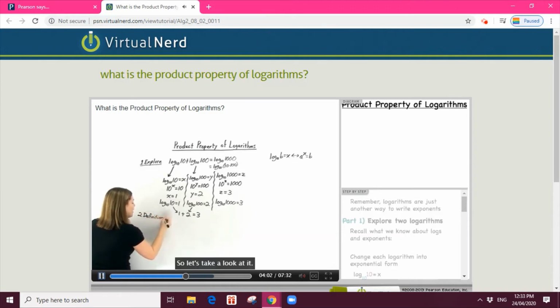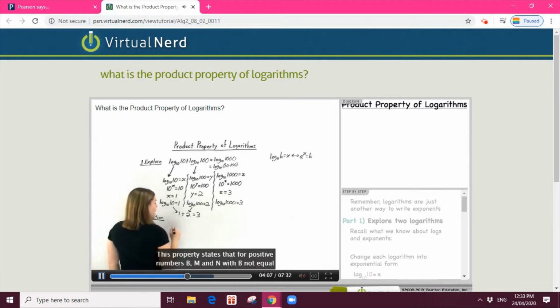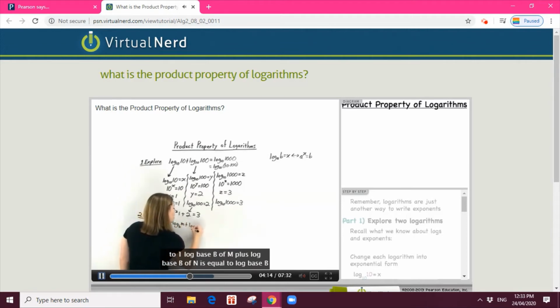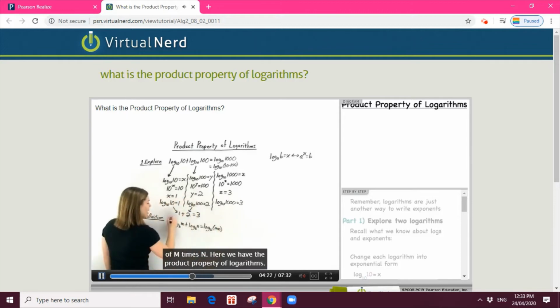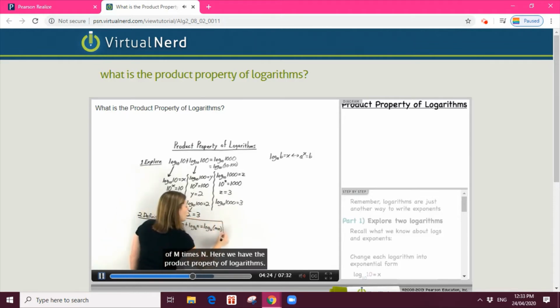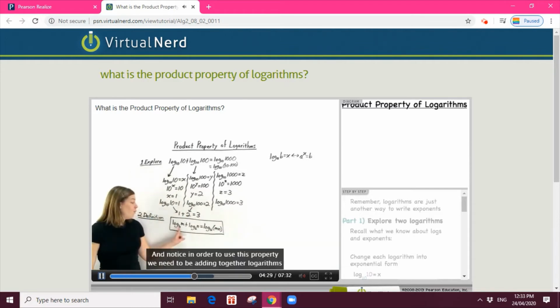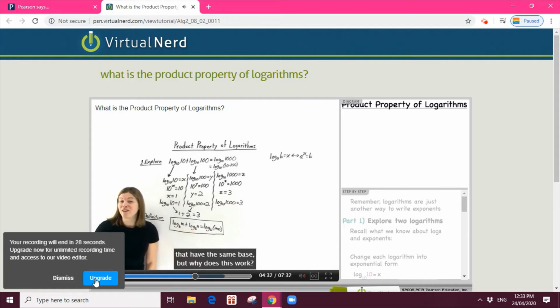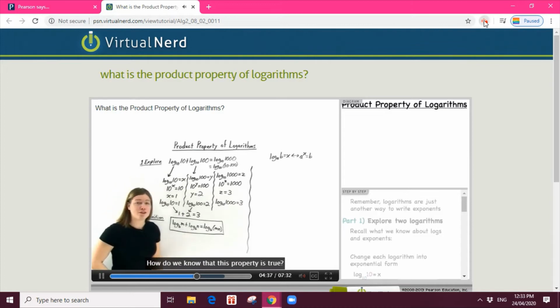So let's take a look at it. This property states that for positive numbers b, m, and n, with b not equal to 1, log base b of m plus log base b of n is equal to log base b of m times n. Here we have the product property of logarithms. And notice, in order to use this property, we need to be adding together logarithms that have the same base. But why does this work? How do we know that this property is true?